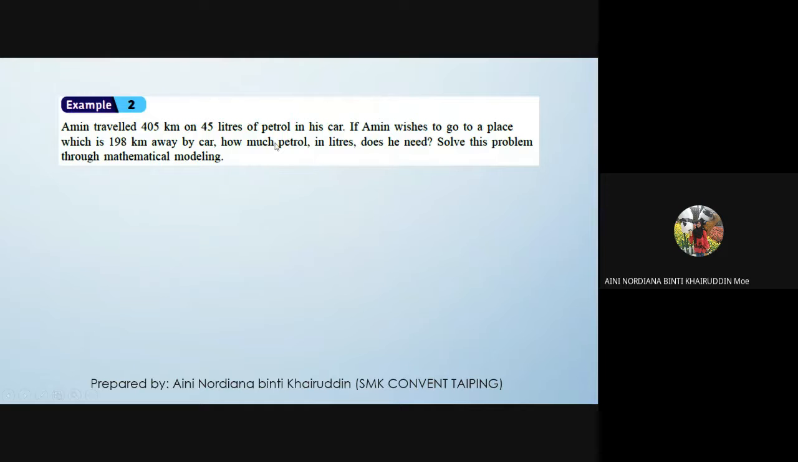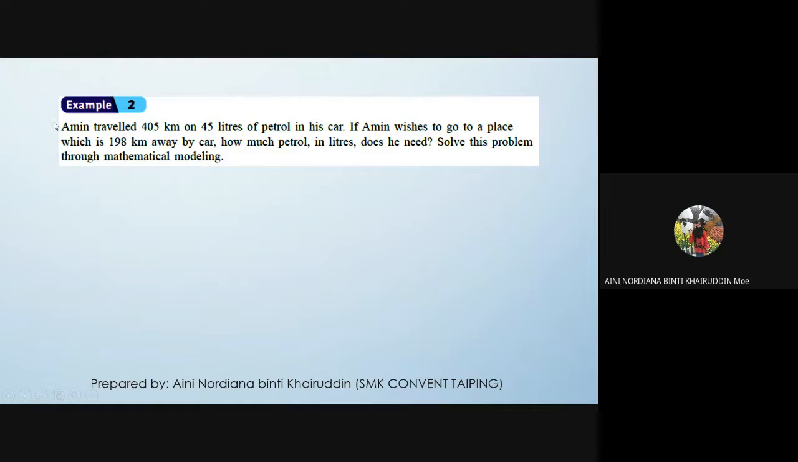Okay, our learning standard for today's lesson: solve real life problems through mathematical modeling, which involve the following functions: linear, quadratic, exponential, and communicate the mathematical modeling process implemented. Okay, kita nak tengok 3 contoh lah for linear, quadratic, and exponential. So this is for linear.